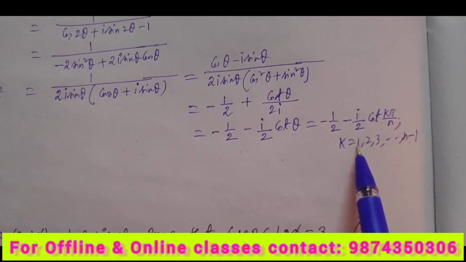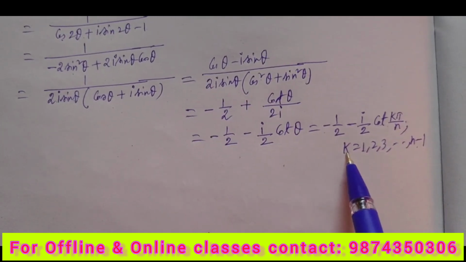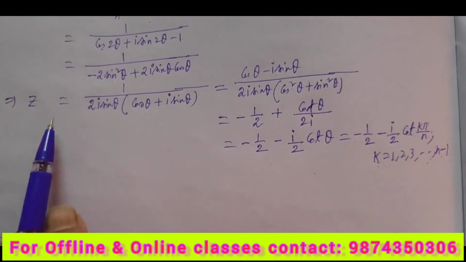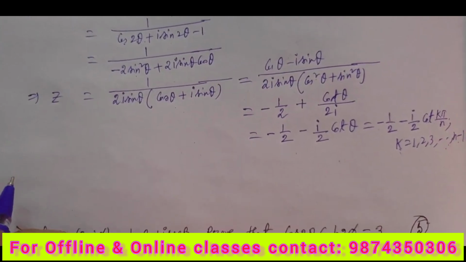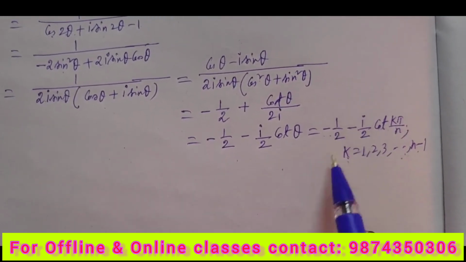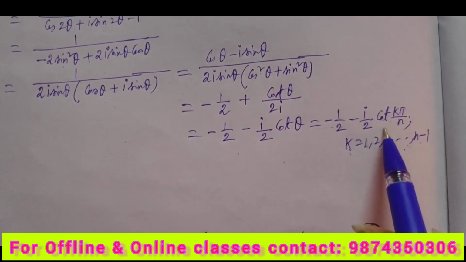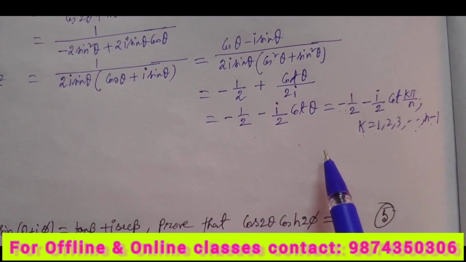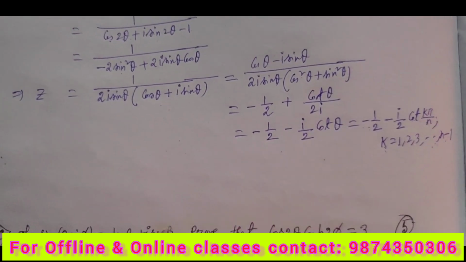For k equals 1, we get one value of z. For k equals 2, another value. So for n minus 1 distinct values of k, we get n minus 1 distinct values of z. So therefore, we see that here the points are minus half comma minus cot kπ by n by 2. So these points lie on the line x equals minus half, which is parallel to the imaginary axis.